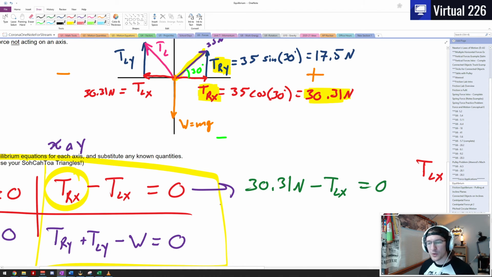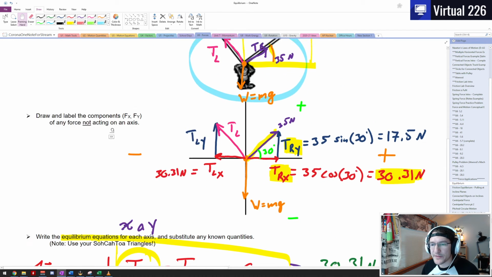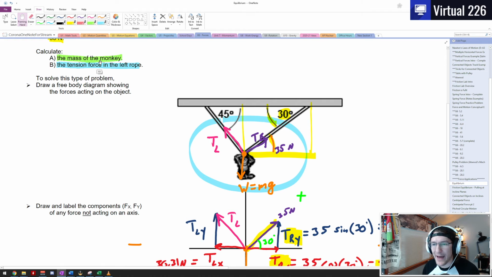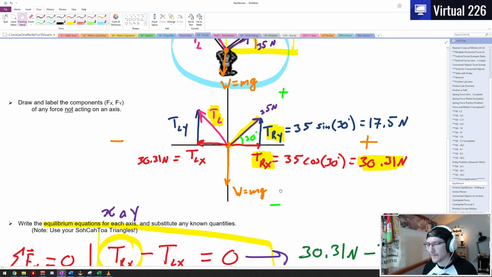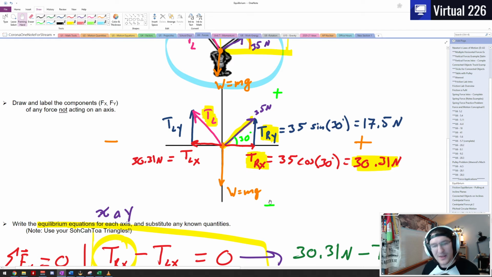Now, what could we do with that? Well, we still don't actually know what the mass of the monkey is, or what the actual tension force in the left rope is, because that actual tension force is this hypotenuse right here. But we actually can start working our way towards it.